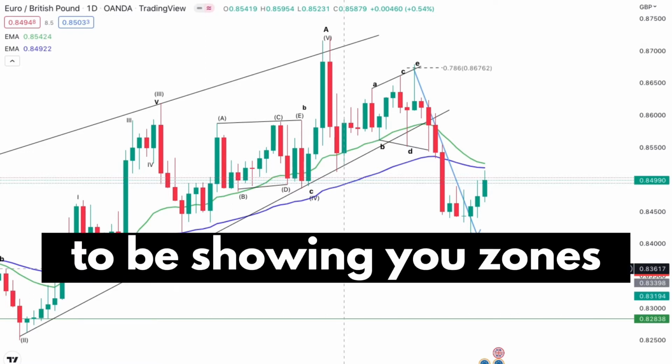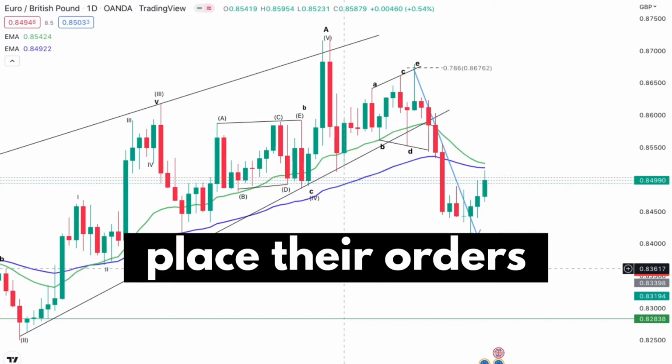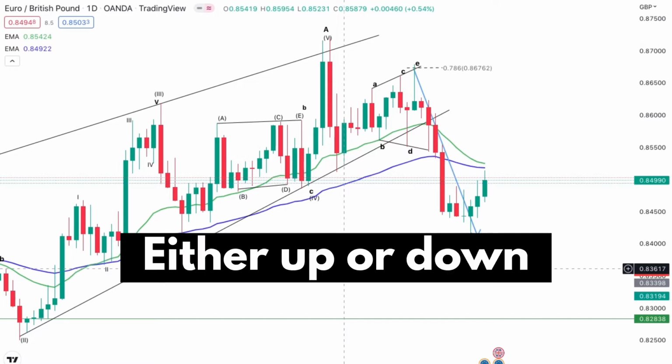So guys, I'm going to be showing you zones at which institutions and banks place their orders so that they can drive the markets either up or down, guys.